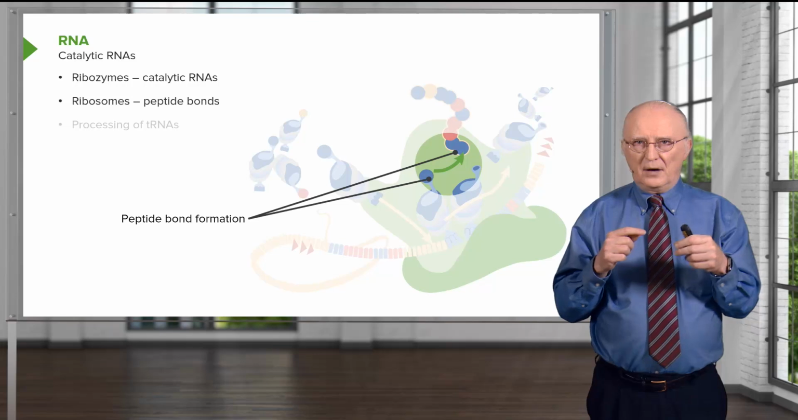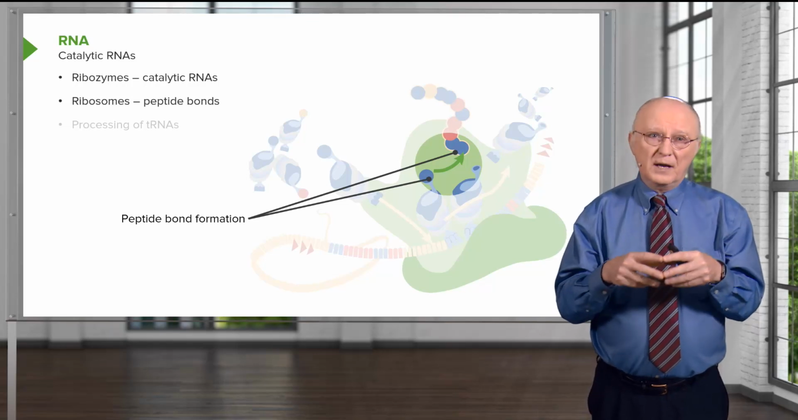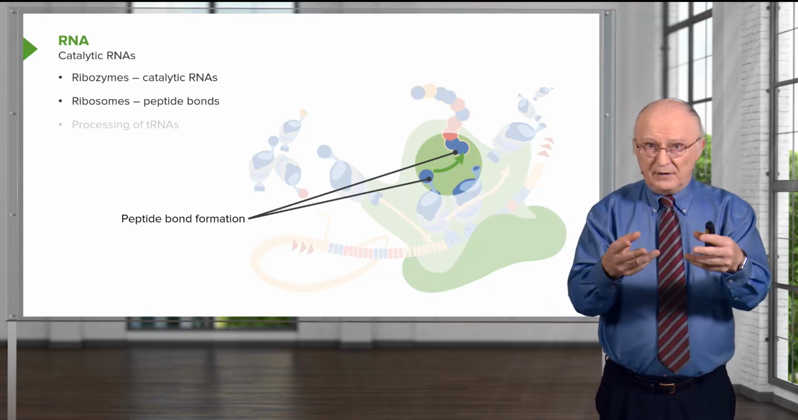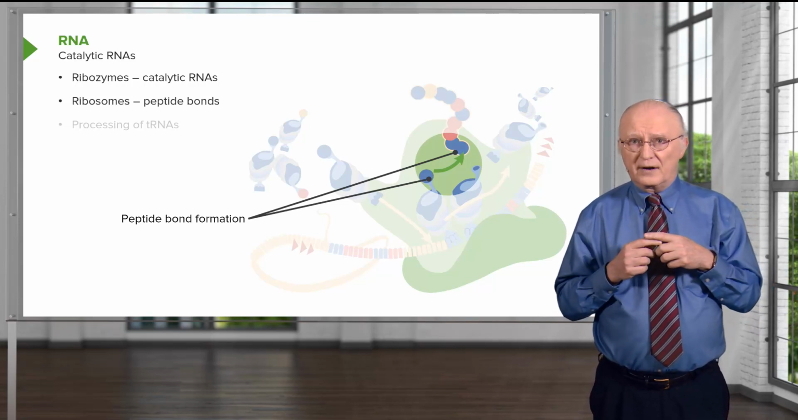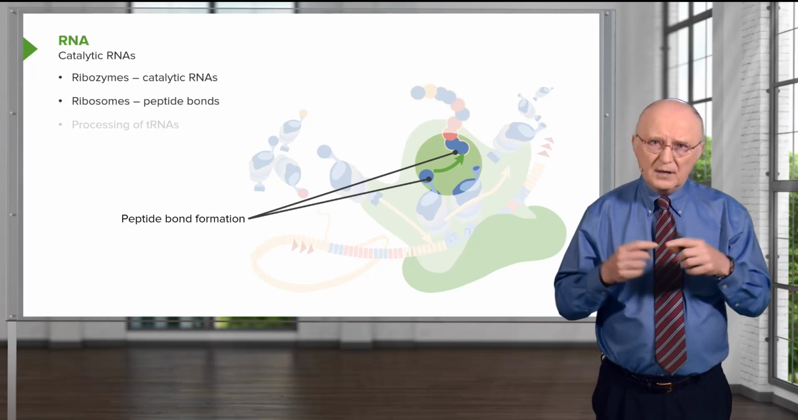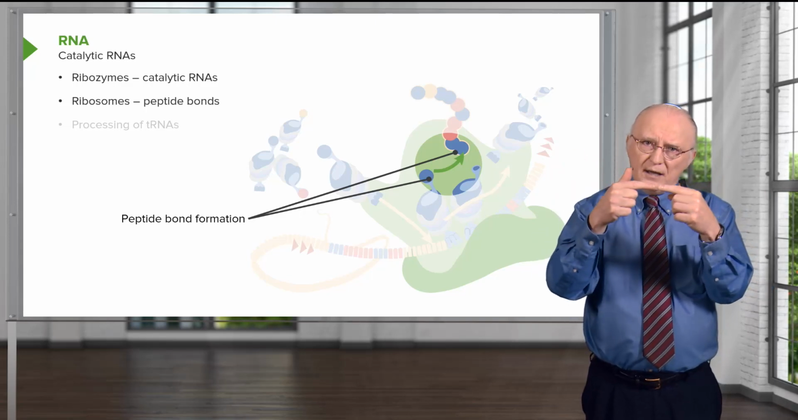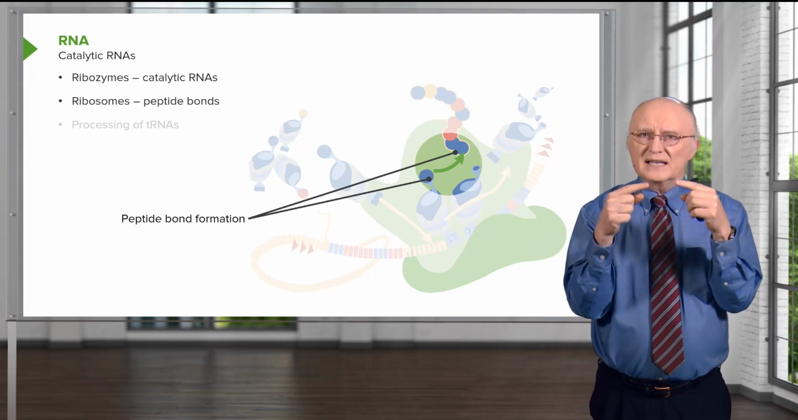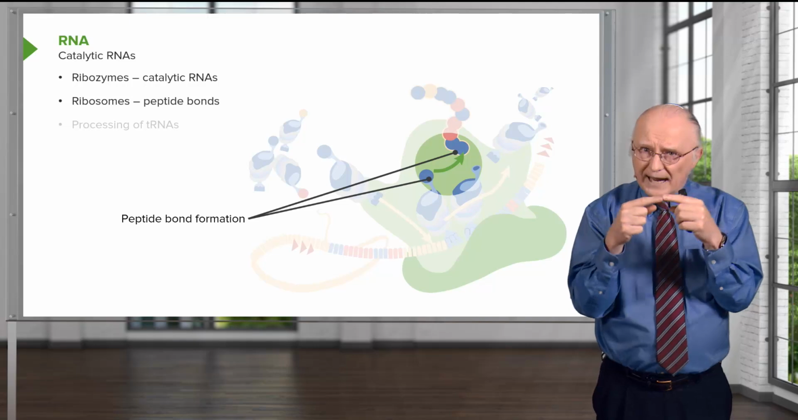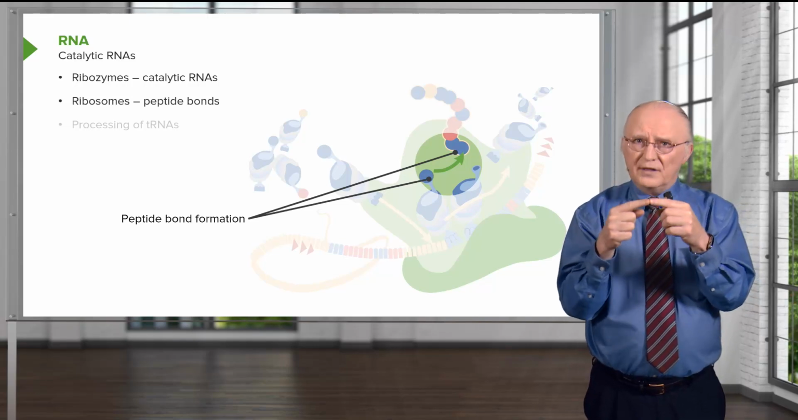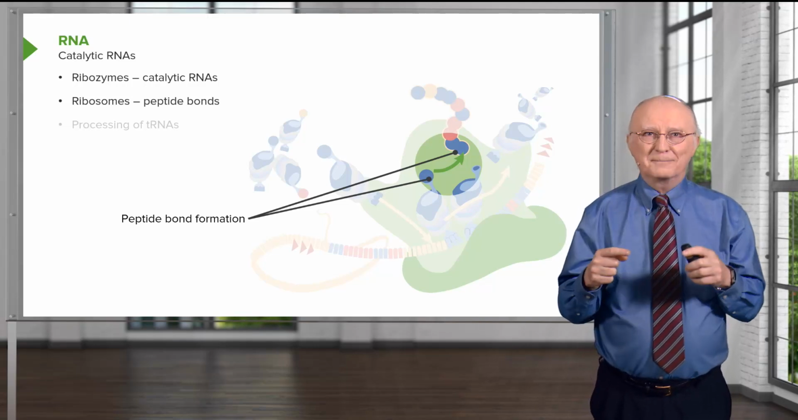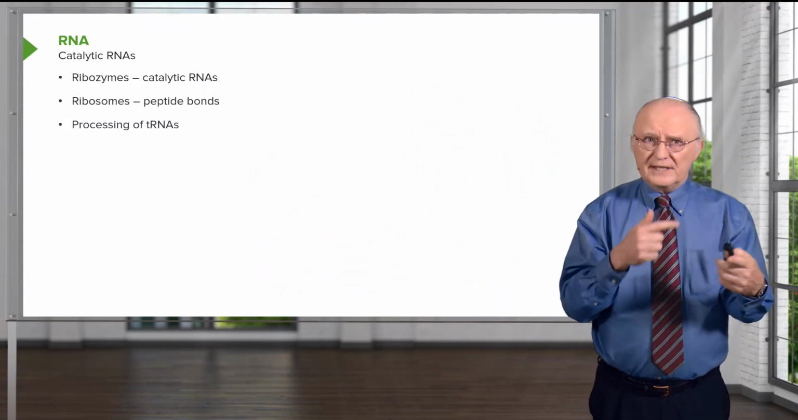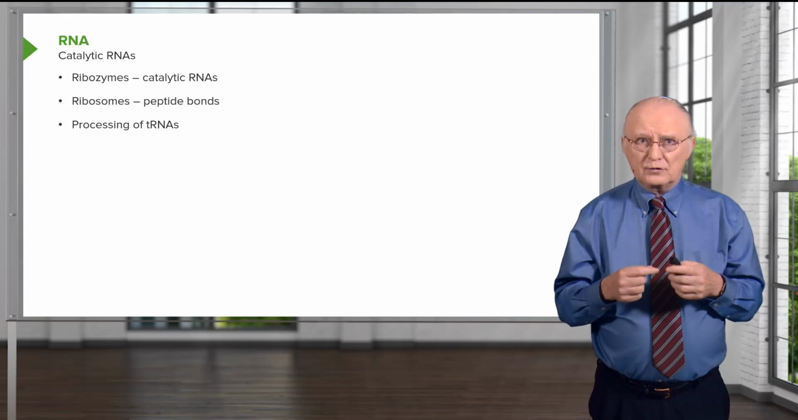formation of peptide bonds. And during the formation of those peptide bonds, one of the ribosomal RNAs, specifically the 23S ribosomal RNA, in the case of a prokaryotic system, is making the bond between the adjacent amino acids. So that peptide bond formation is happening as a result of the action of a ribozyme within a ribosome. There are other ribozymes that play roles in processing of individual transfer RNAs.